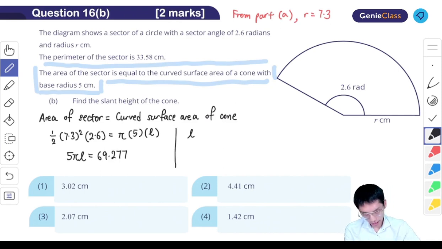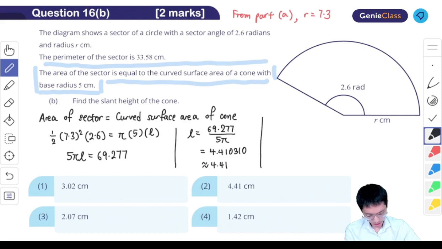Then from there, we work out L. L in this case is 69.277 over 5 pi. This is then equal to, again, a string of digits, 4.410310, rounded off to 4.41. Summarize it nicely. Therefore, we know that the slant height of the cone is equal to 4.41 cm. Alright, so that's the answer.